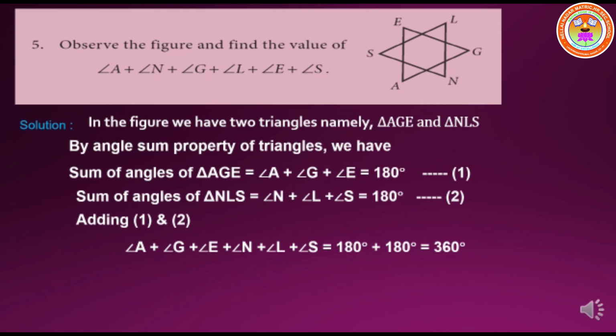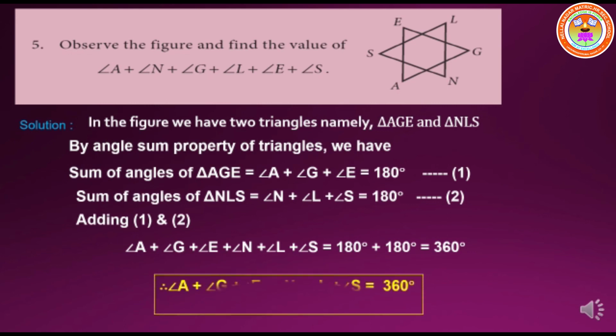On both sides we have 180 degrees. So, 180 degrees plus 180 degrees. When you add 180 plus 180, it is 360 degrees. So, the value for the given diagram can be written as angle A plus angle G plus angle E plus angle N plus angle L plus angle S is equal to 360 degrees. Understood, children?